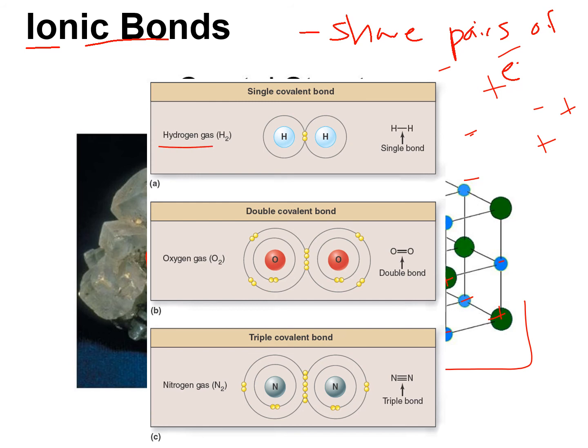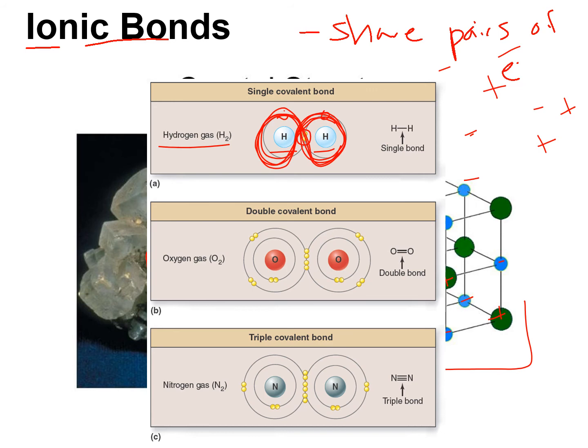And one example is hydrogen gas. So remember, each hydrogen atom has only 1 electron, and they want a completed valence shell. Because it's in the first shell, they just need a second electron. So what they do is they share this pair of electrons. So that pair of electrons is going to be orbiting both nuclei. So they're sharing pairs of electrons.